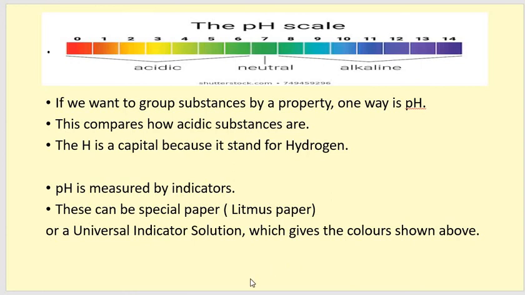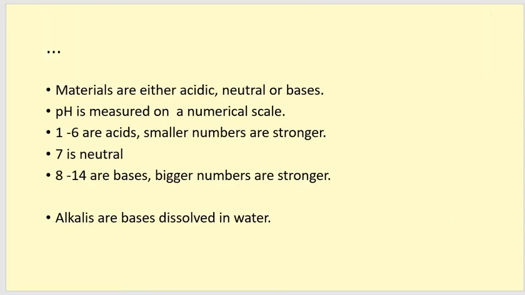And the universal indicator solution looks sort of brown in the bottle. It comes in a little bottle with a dropper, and you test an acid or a base, and it will have those colours depending on what it contains. So things will be either acidic or neutral or a base. They can't be more than one. They can only be one or the other. 1 to 6 are acids. The smaller number is stronger. So an acid with a pH of 1 is a stronger acid than one with a pH of 4. 7 is in the middle, it's neutral.